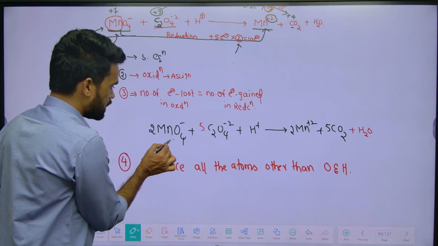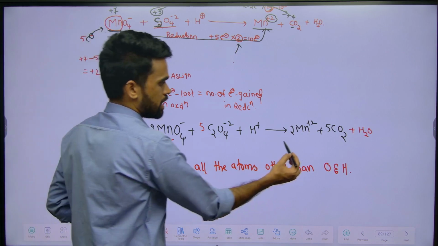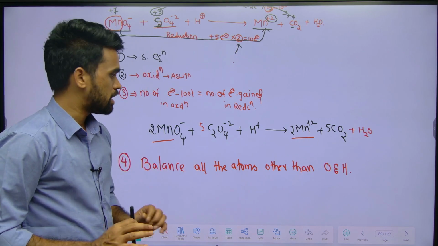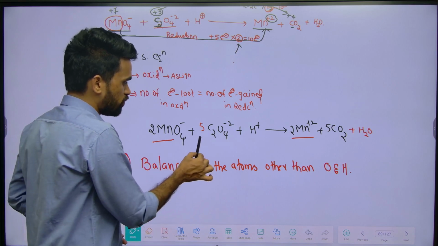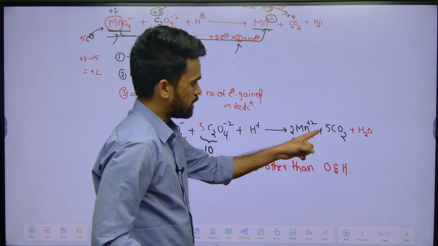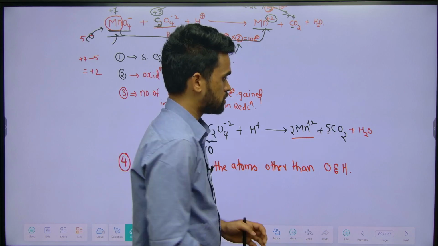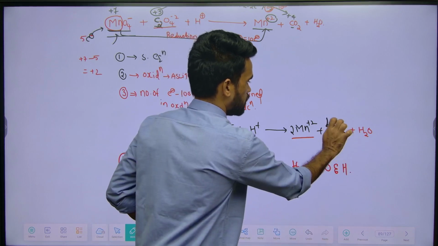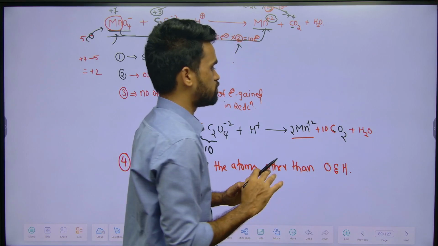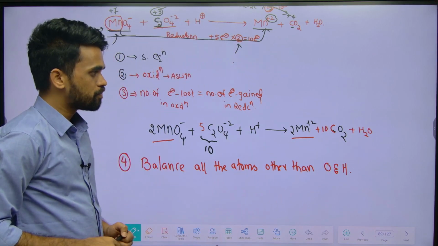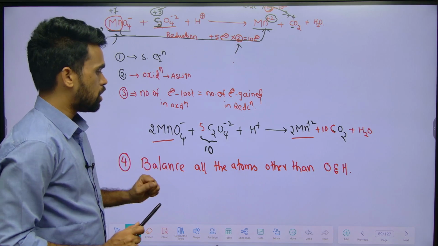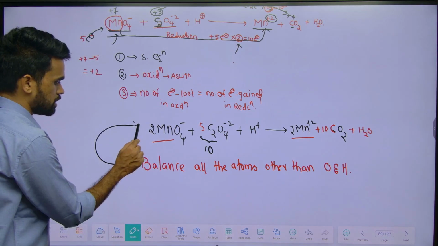Here how many manganese do we have? 2. Just check, here also manganese is 2. So manganese atoms are balanced. Next, carbons. Here 5 2s are 10 carbons, but here I have only 5 carbons. So just remove this and put 10 there, that's it. This is balanced. After that, count now: 5 2s are 10 carbons, done. Now after balancing this, it is over.